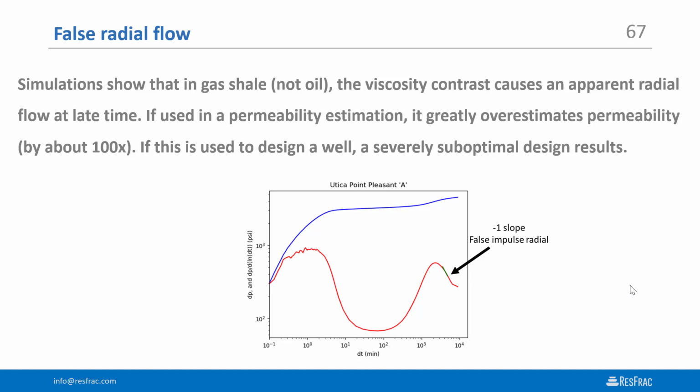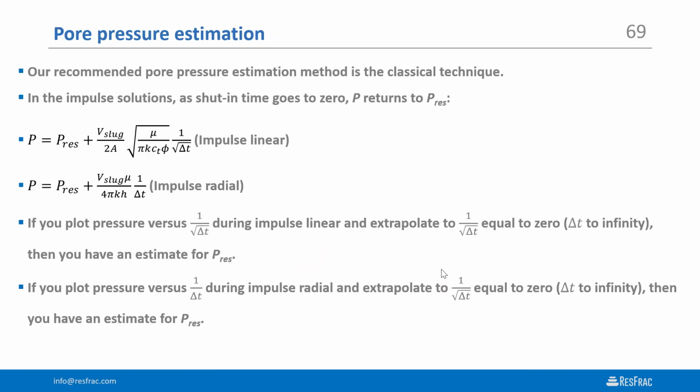Very important finding from our DFIT study is something called false radial flow. What we found is specifically when you have a viscosity contrast between the injection fluid and the reservoir fluid, and that would occur typically in a gas shale where the gas is much less viscous than the water that leaks off. That viscosity contrast combined with the effective closure and the onset of impulse flow results in something that looks like radial flow. That's a -1 slope in a gas shale DFIT. That is not actually radial flow. And if you use that to estimate permeability, it results in about a 100x overestimate. And that can lead to really suboptimal designs. So that's an important finding that we got from the study.